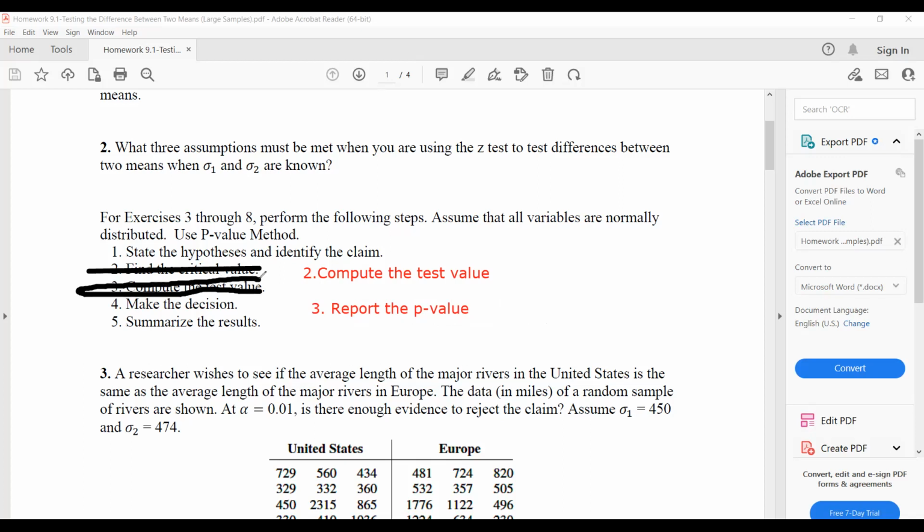We still do that and we still summarize the results. But 2 and 3 are as you see on screen. Now, number 3 is a little bit of a pain. It's the only problem in here that involves raw data, so it does take a minute to put all the raw data in your calculator.